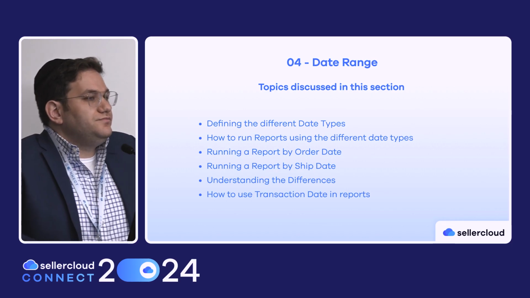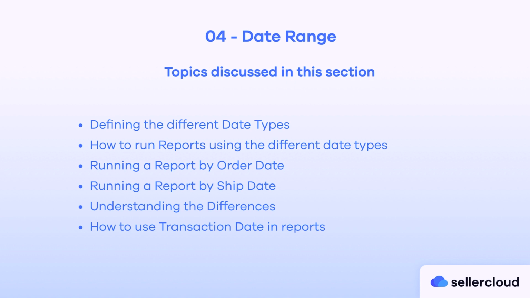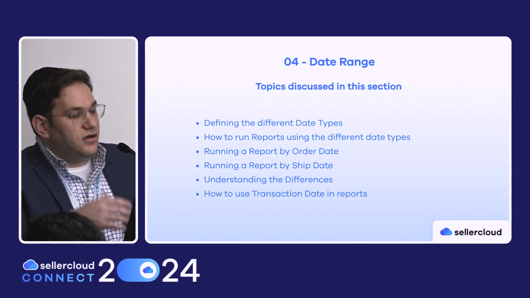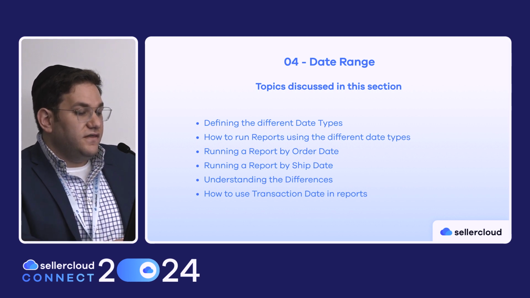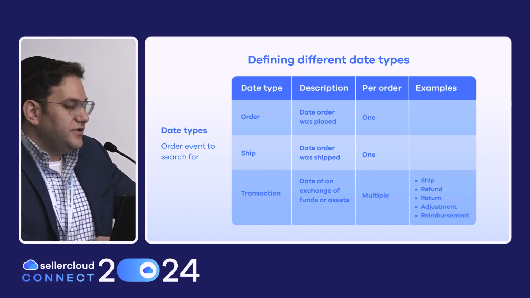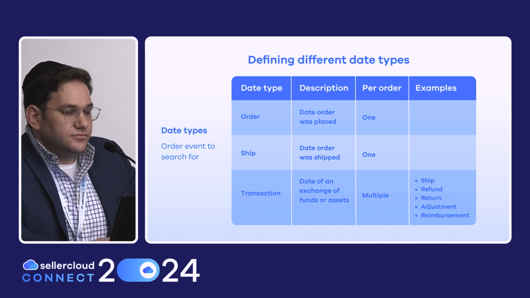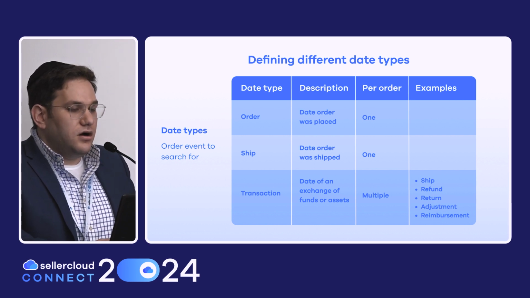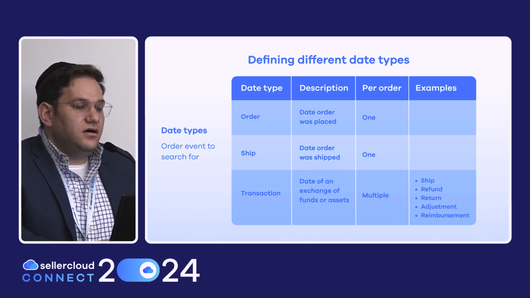I want to go through date ranges. So in this section, I'm going to first define the different date types, and then I'm going to show you how to run reports using the different date types, and show you an example of running a report by order date, running a report by ship date, and then understanding the differences between the two, and then how to use transaction date in reports, which is a complex topic in and of itself. So here I put together a little chart to show you and to define the different date types. So obviously order and ship are what they represent.